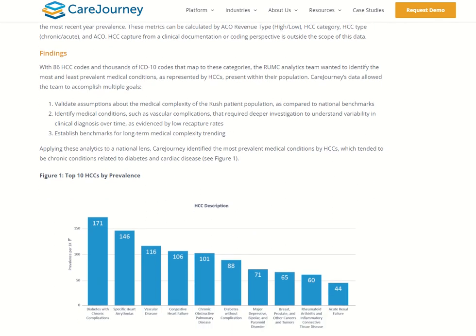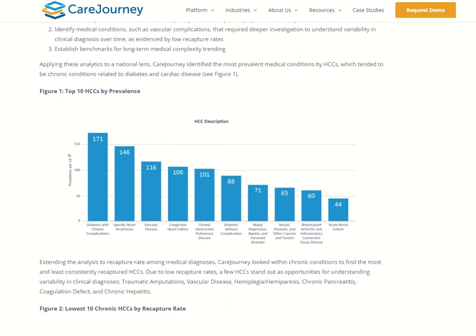An initial insight was the national prevalence of various HCCs in the Medicare population. We see that diabetes with chronic complications, specific heart arrhythmias, vascular disease, and congestive heart failure are the most common HCCs among the Medicare population.